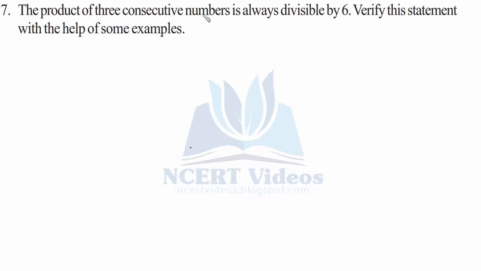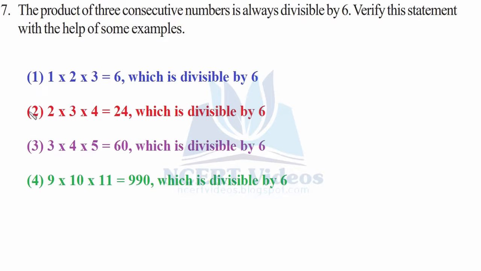7. The product of three consecutive numbers is always divisible by 6. Verify this statement with the help of some examples. So we have to give some examples to prove it. So we have given it. The first is 1 into 2 into 3. These are consecutive numbers, and its product will be divisible by 6.